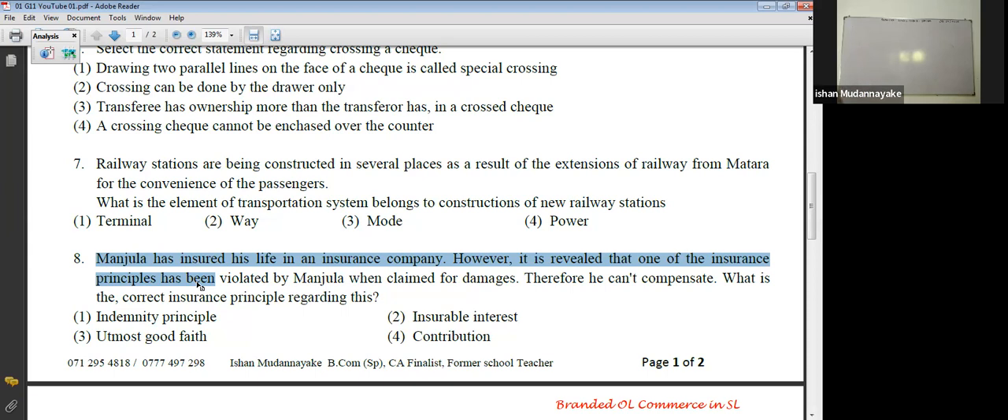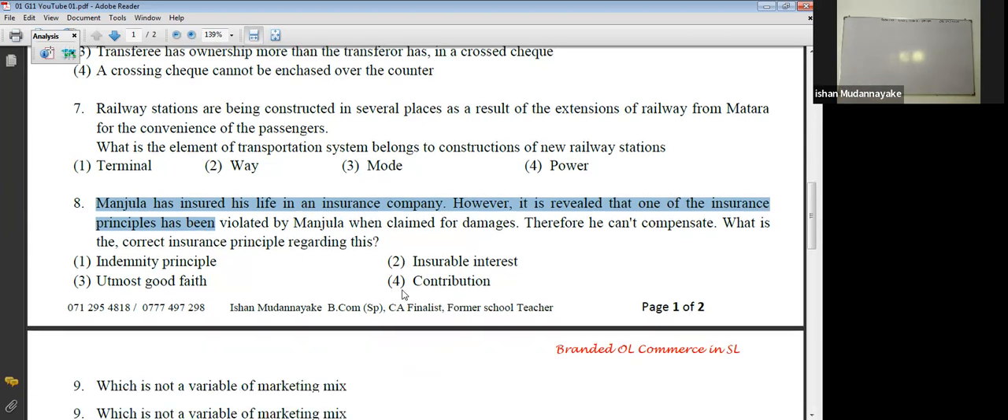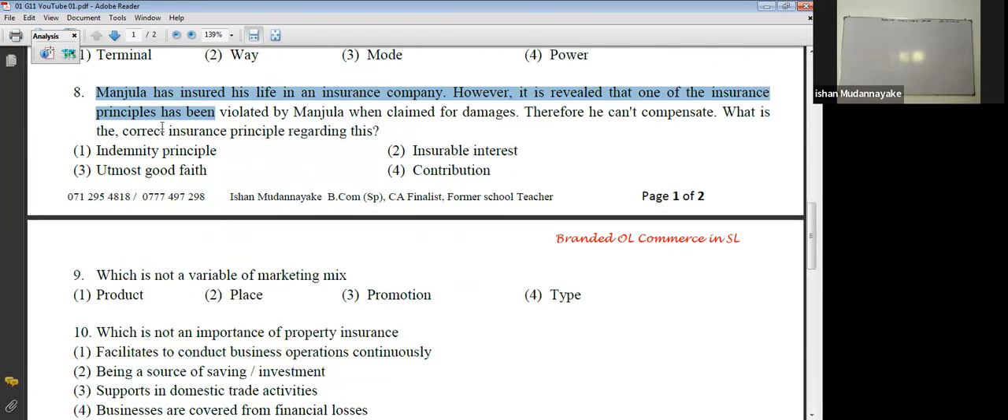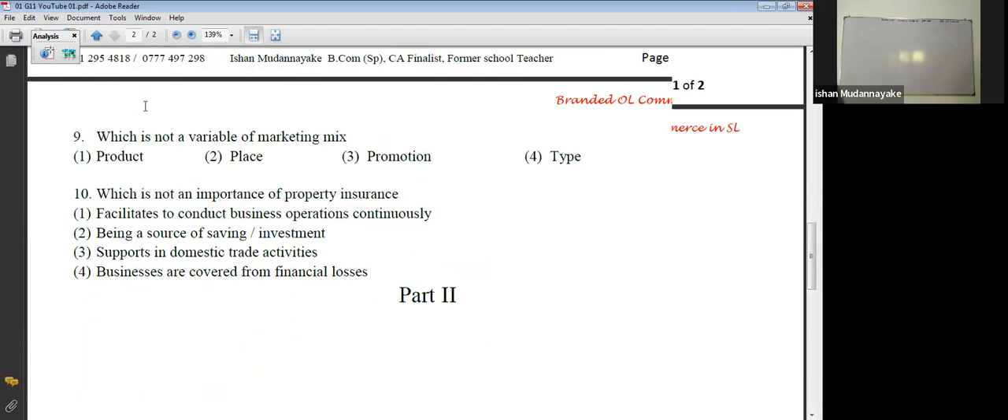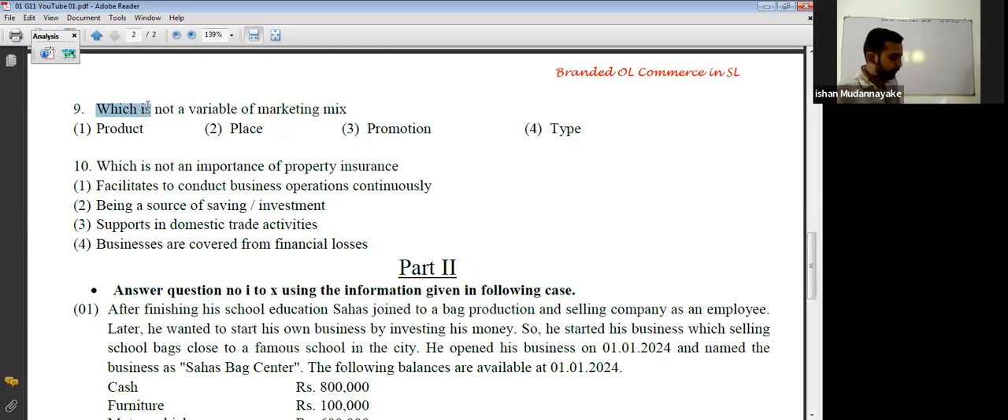Right. Look at question number 9. Which is not a variable of the marketing mix? What are the items belonging to the marketing mix? Product, price, place, promotion. Then here, type is not a variable in the marketing mix. Fourth one.